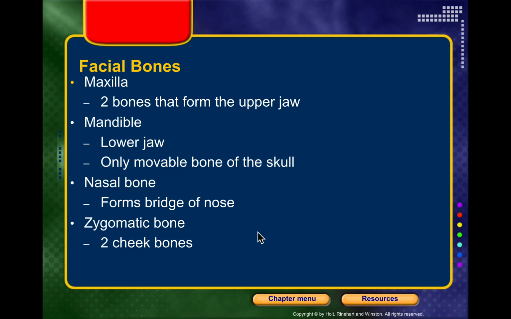Facial bones. Now, let's talk about the bones of the face. The maxilla: there are two bones that form the upper jaw, and the mandible, the lower jaw, only one bone. There are nasal bones that form the bridge of your nose, and your cheekbones, which are called your zygomatics. There are also some additional bones inside the nose. We're not going to worry about those.